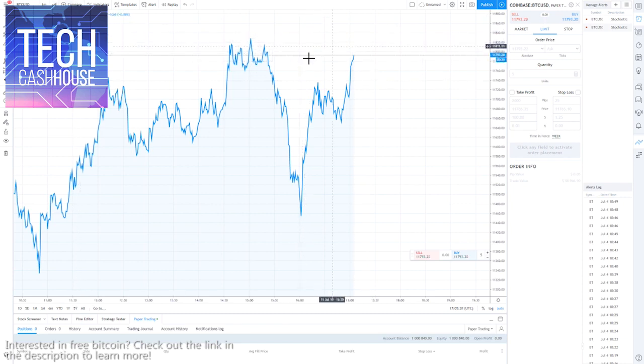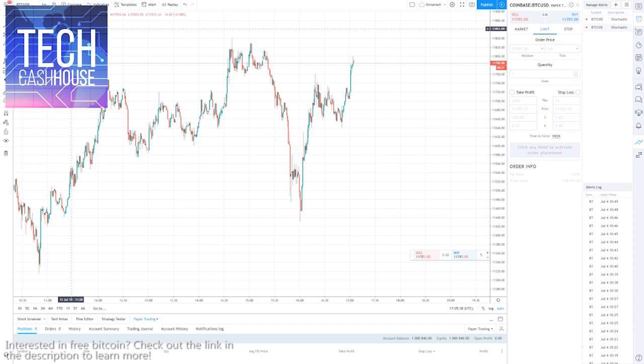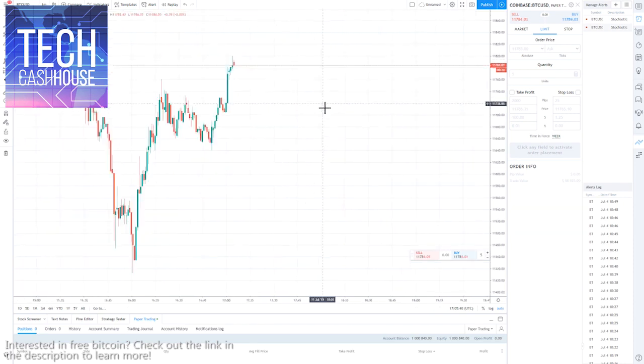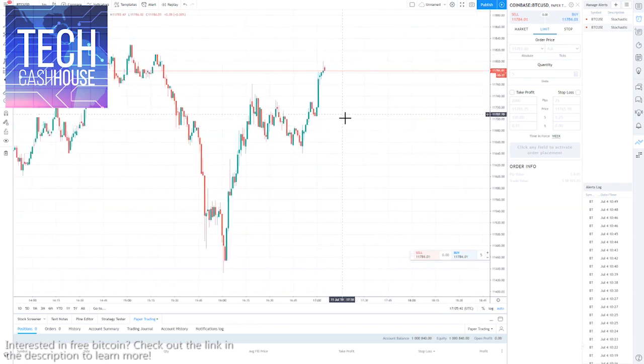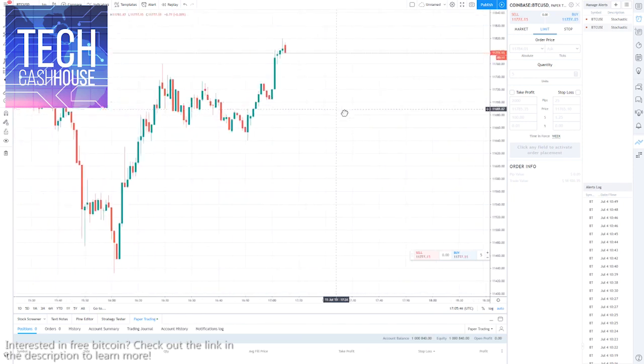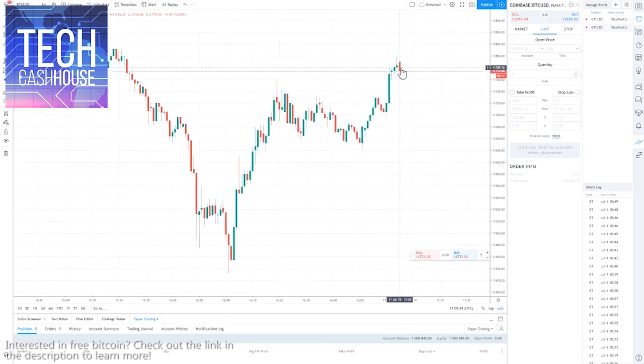So the first thing you want to do here is go up to this upper left-hand corner, and change area or line plot to candles. Now, essentially, candles are, they're candles, and they have bodies and they have wicks. And essentially what these allow you to do is see momentum of buying and selling a bit more clearly.